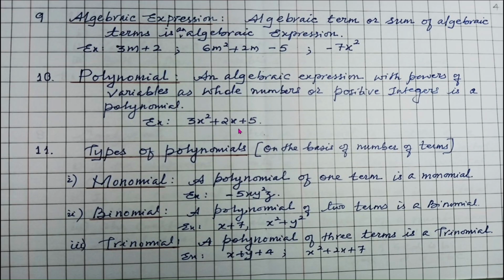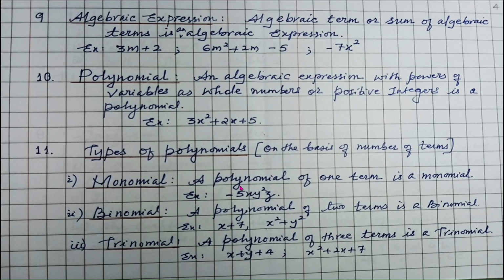Now if you look at this example here, 3x square plus 2x plus 5 is a polynomial because there is a variable x with the power 2 and x with the power 1. Then the powers are positive integers, therefore this is a polynomial. Please remember this. That means an algebraic expression is a polynomial if the powers of the variables are positive integers or whole numbers.